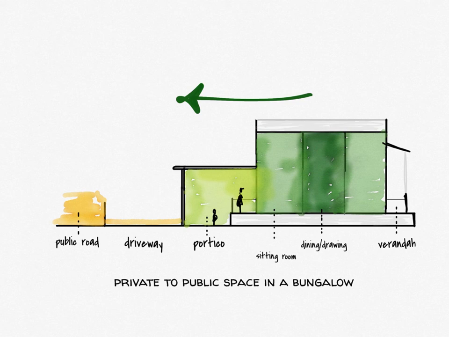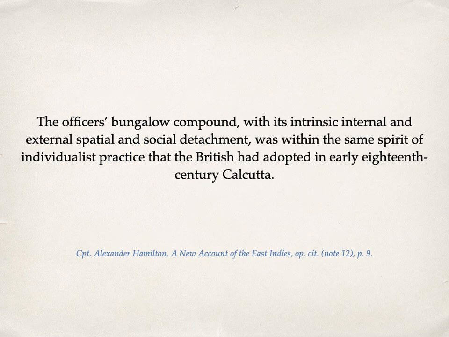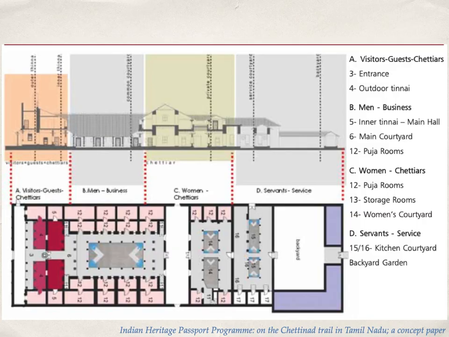The portico is a semi open space that allows transition into the more private spaces within the bungalow. The main house is isolated from the servant quarters, which are set at the back of the property, and also the public thoroughfare with little scope for interaction. In the words of an army officer, the officer's bungalow compound, with its intrinsic internal and external spatial and social detachment, was within the same spirit of individualist practice that the British had adopted in early 18th century Calcutta. The Chettinad houses represent an amalgamation of both cultures with a facade inspired by European classicism and a plan based on native lifestyle.